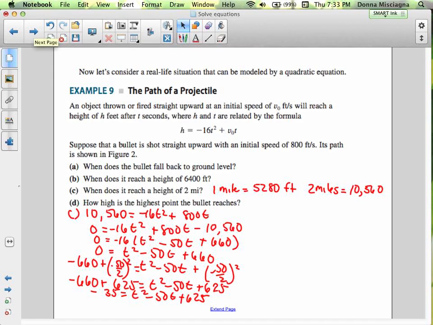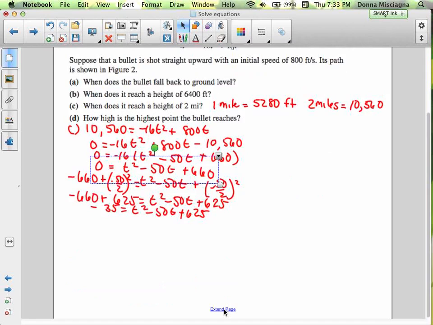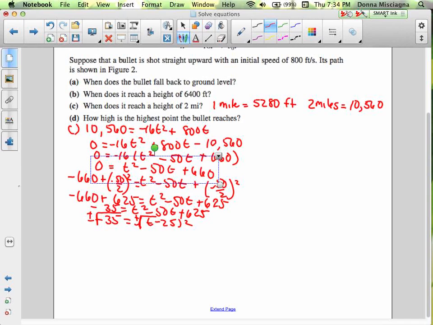Here, I'll extend the board so that we can just make sure everyone understands the problem that we have here. So on this side, this is t minus 25 all squared. On the other side, we have negative 35. We go to take a square root of both sides, and this is going to be plus or minus i square root of 35. 35 won't simplify, but it's an i. We have an imaginary solution here.